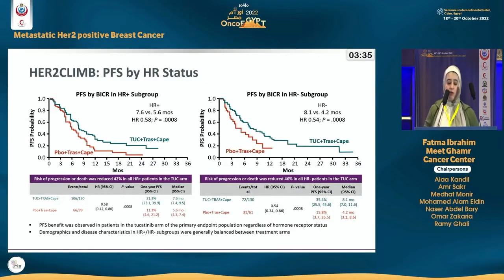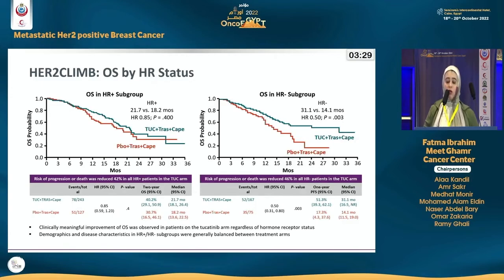Progression-free survival by hazard ratio was greatly improved, and this difference was statistically significant. Also, regarding overall survival, it is also greatly improved, with the hormone-negative subgroup showing higher overall survival probability than other subgroups.